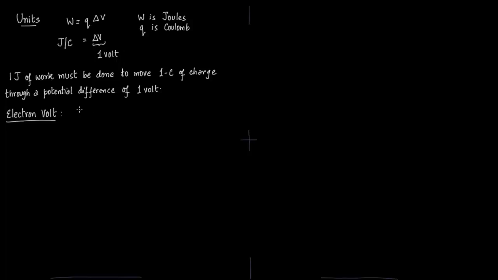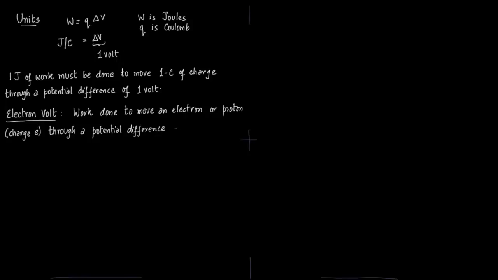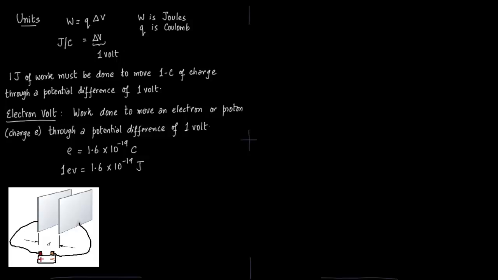Let us now talk about electron volt. So electron volt is work done to move an electron or proton. So both electron and proton carry a charge E through a potential difference of 1 volt. So this basic unit E, the basic charge E is 1.6 into 10 to the power of minus 19 coulomb. So 1 electron volt becomes 1.6 into 10 to the power of minus 19 joules.